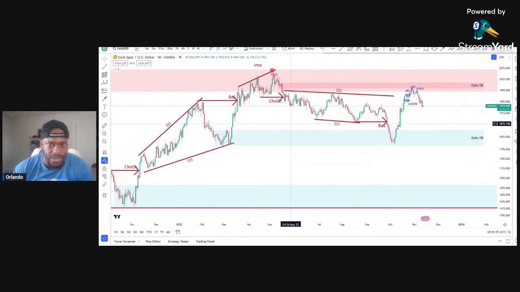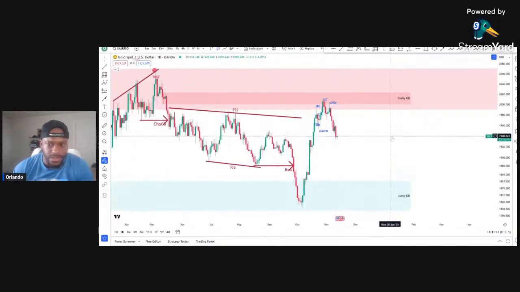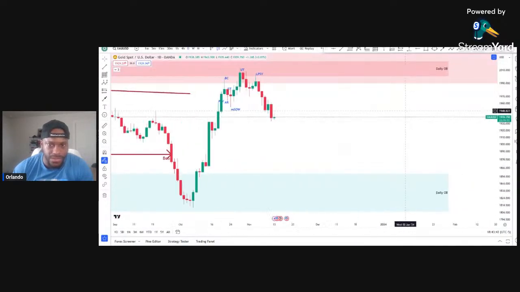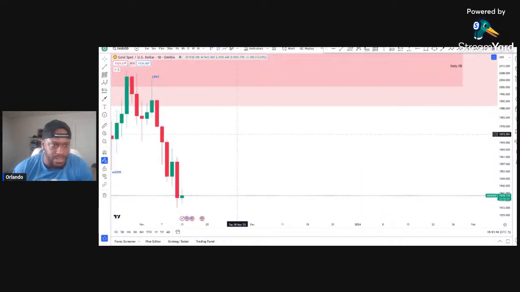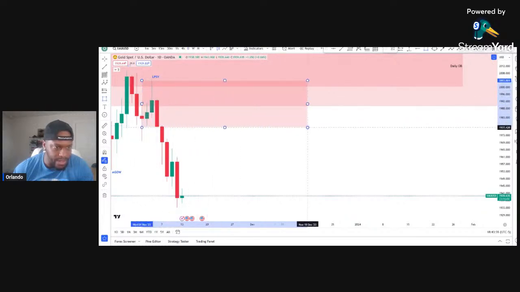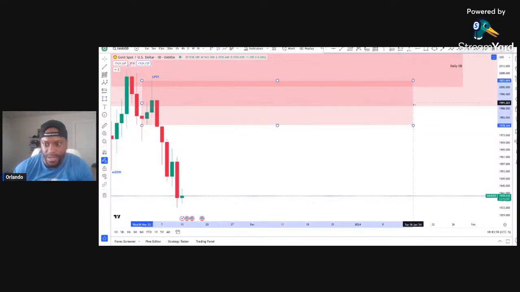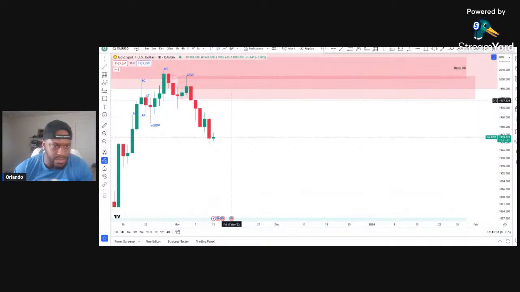Okay? So now, let's see. Supply zone. Didn't have it on the 4 hours. So right here, all of this is unmitigation. So what we're going to do simply on the daily is simply zone all of this off right here, from this wick to this wick right here, this whole entire zone, because now we're going to anticipate another distribution coming off of this zone. Let me see what it's looking like on the 4 hour.